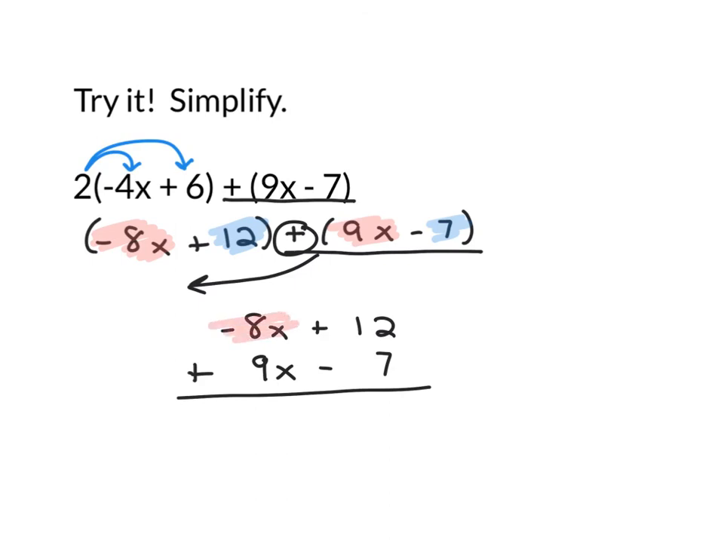All right. I will highlight our like terms again, just so you can see what we're doing and why. We can only combine like terms. So that means we can take this negative 8x and we can add 9x because they are like terms. Same variable at the same power. What's negative 8 plus 9? That equals 1. Now we can simplify it and just write the 1x.